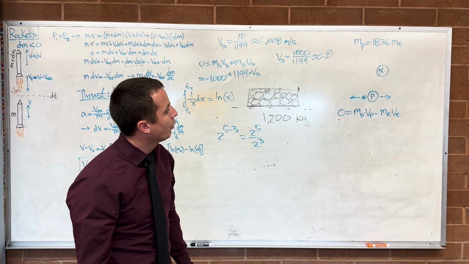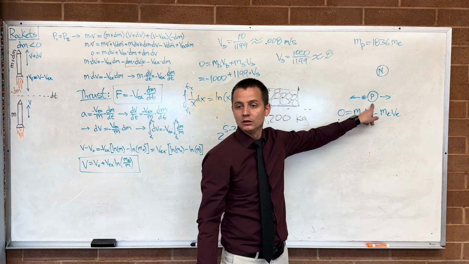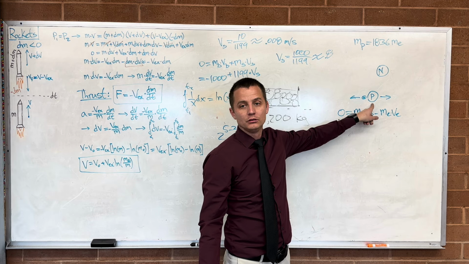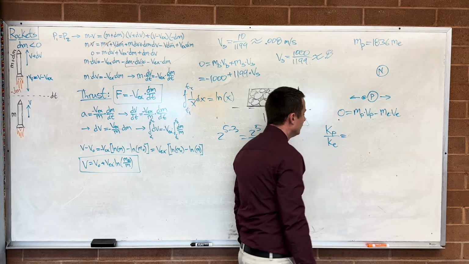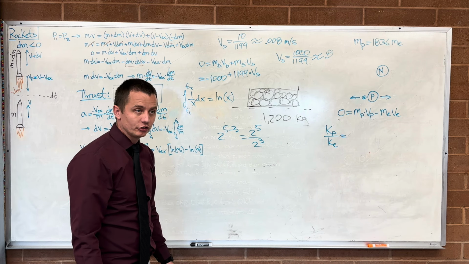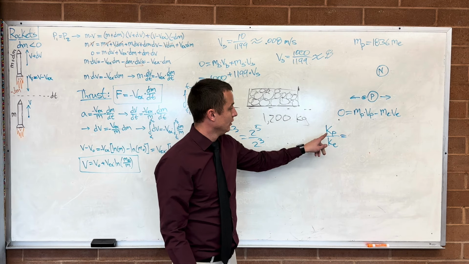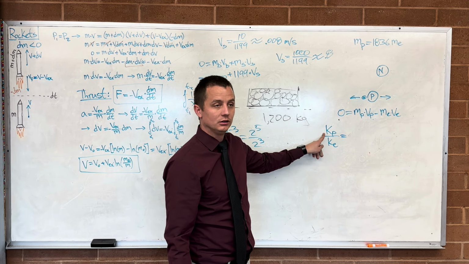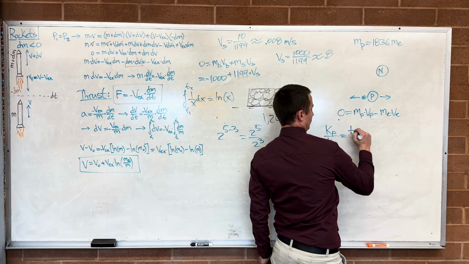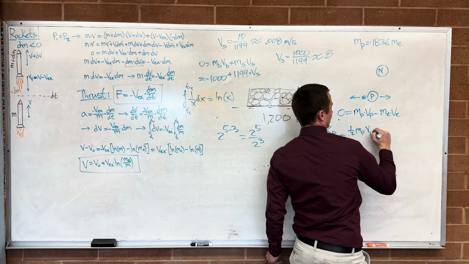It wants us to say what portion of the kinetic energy went into the proton. So I want to look at my proton's kinetic energy over my electron's kinetic energy. How much kinetic energy went to the electron versus the proton? We're looking at the ratio of them, so the percentage. What is the kinetic energy of the proton? It's 1/2 the mass of the proton times the velocity of the proton squared.